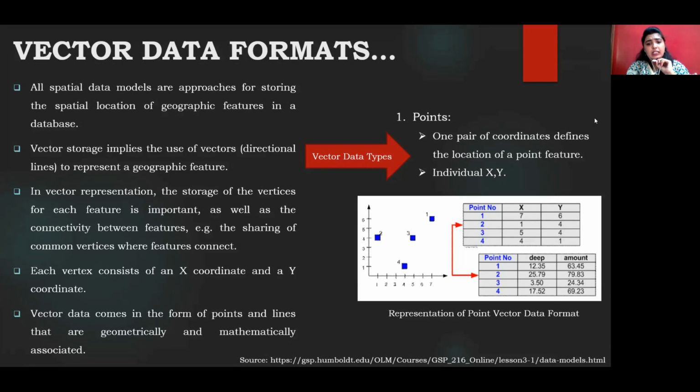The vector data comes in the form of points and lines that are geometrically and mathematically associated. This is a very important point that you need to remember. These are geometrically and mathematically associated. The formats, as we mentioned, let's discuss them in detail. First comes the points, which is xy coordinates. So one pair of coordinates will define the point feature.